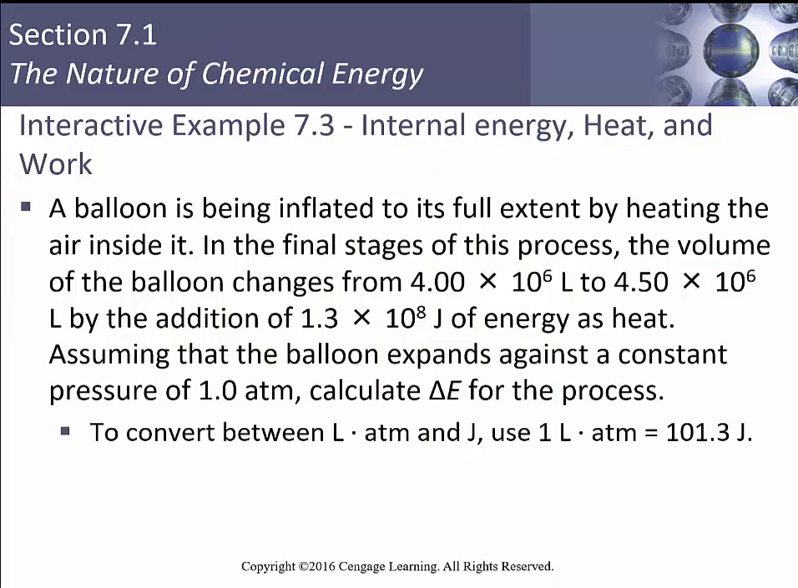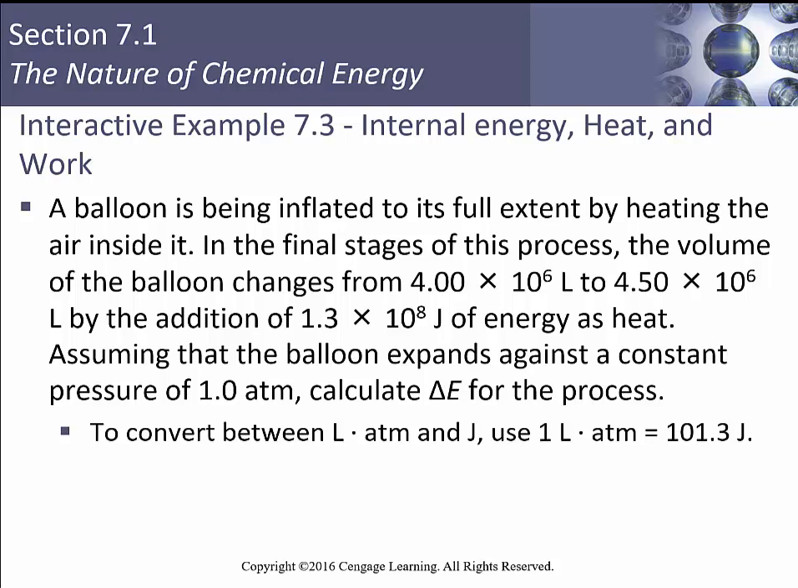So let's get an example. A balloon is being inflated to its full extent by heating the air inside it. In the final stages of this process, the volume of the balloon changes from 4 times 10 to the 6th liters to 4.5 times 10 to the 6th liters by the addition of 1.3 times 10 to the 8th joules of energy as heat. Assuming that the balloon expands against a constant pressure of 1 atmosphere, calculate delta E for the process. Okay?